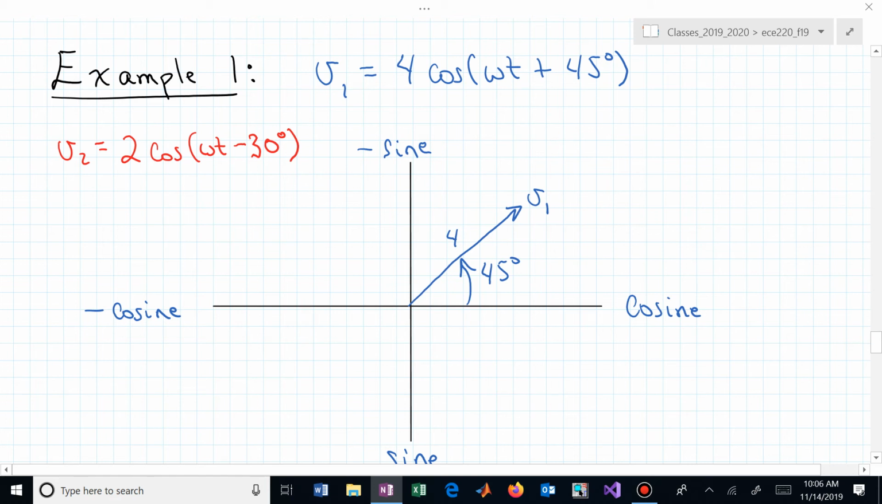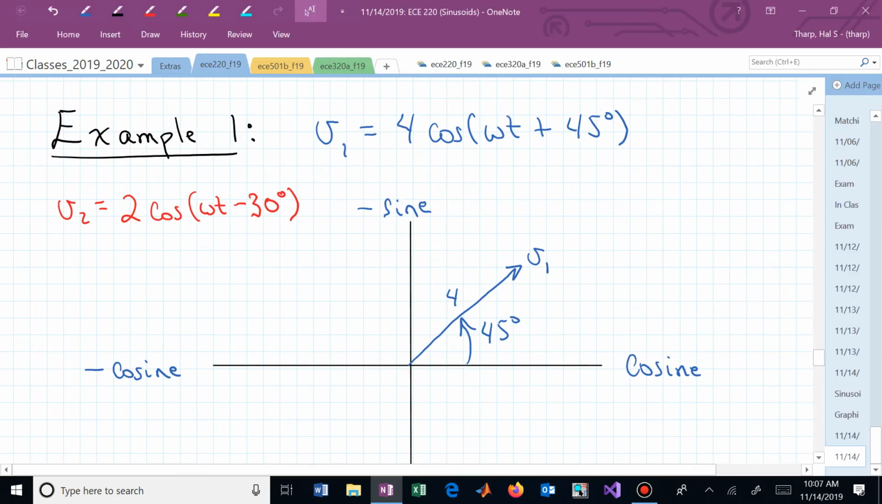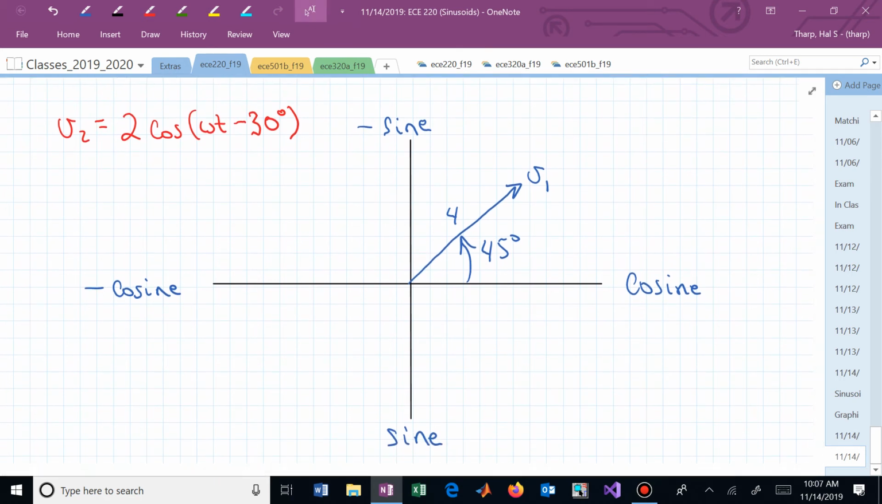We now want to put on this same two-dimensional tool the red signal. V sub 2 is equal to 2 cosine omega t minus 30 degrees. Do you see how I will put that onto this figure? Its amplitude is positive, so I'm working on the right half of this. It has an amplitude or length of 2, so my vector needs to be 2 long relative to the 4 distance that I've used for the magnitude of V sub 1.